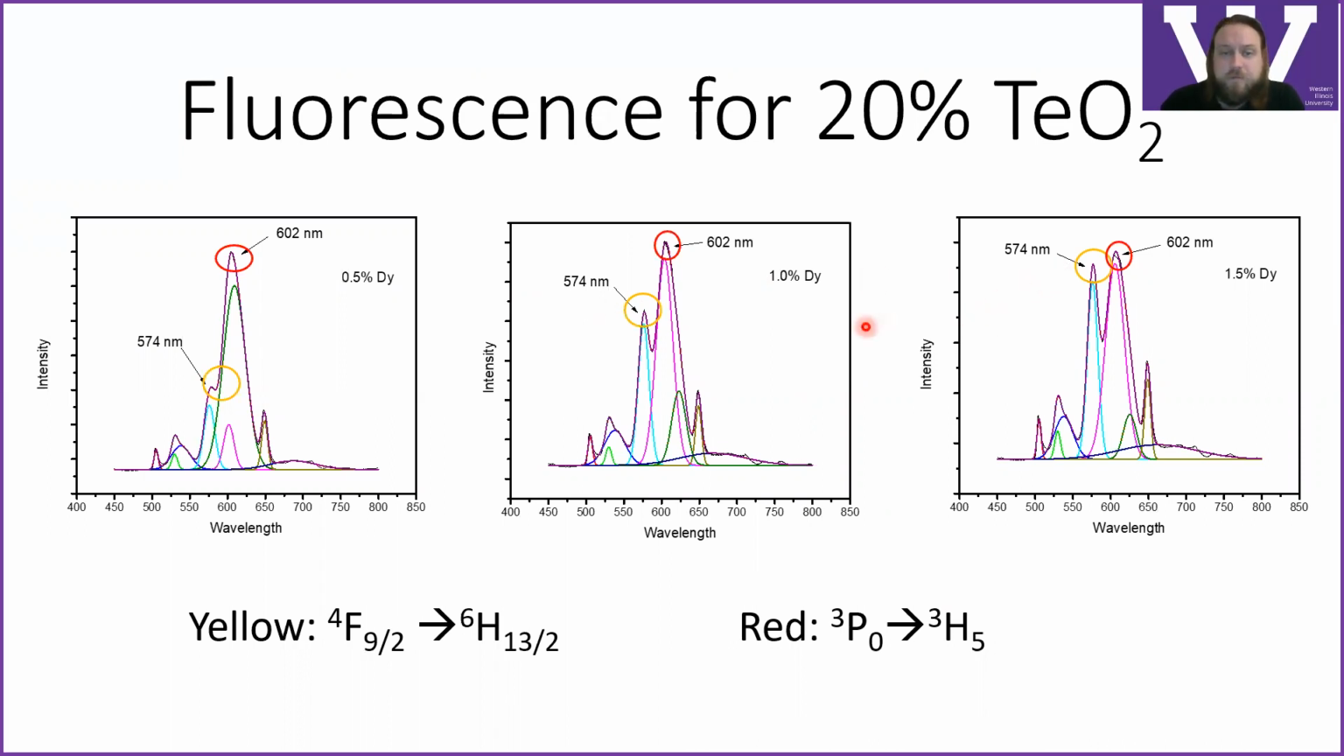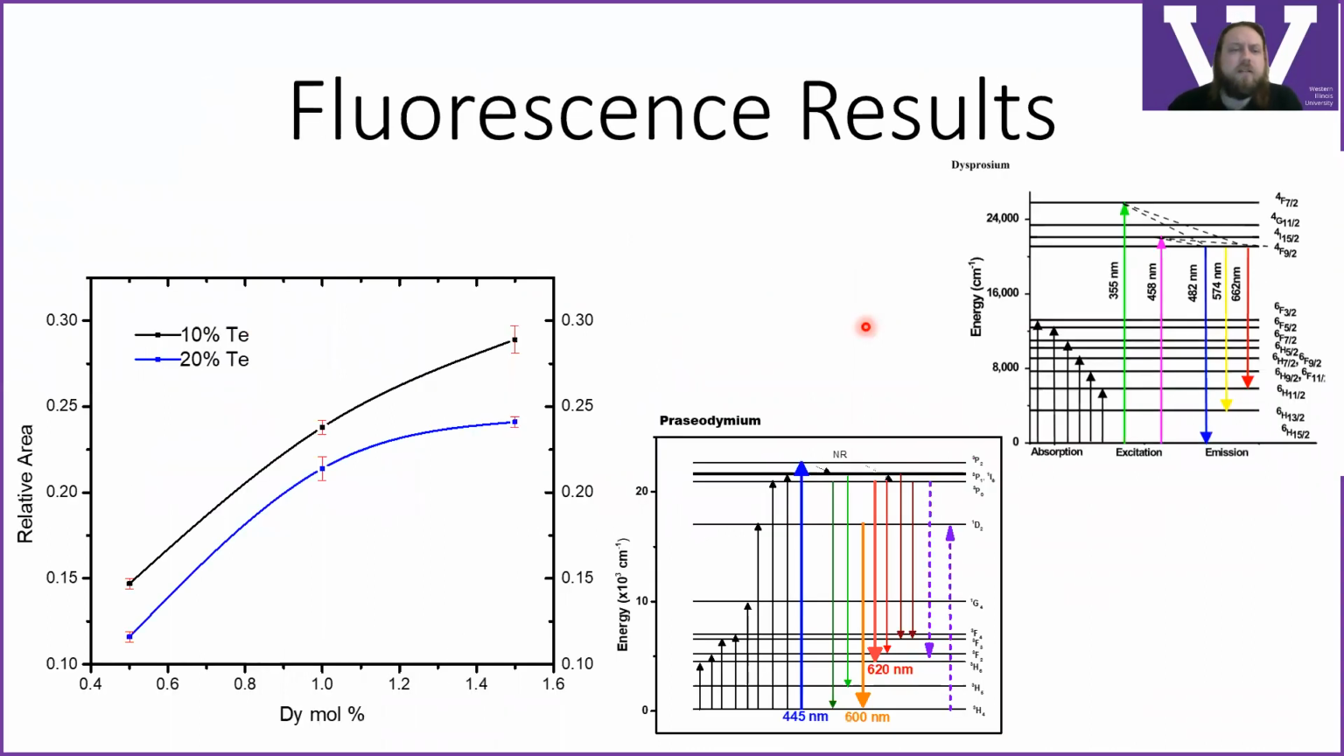So what's happening here? Well, first I take the dysprosium peak, the 574 nanometers, the area under that peak, and then compare it to the ones for praseodymium, and I get this, so that we can see there is a clear increase in how big that dysprosium peak is. So then what's happening? This dysprosium peak is increasing, but we're not actually exciting dysprosium with our laser.